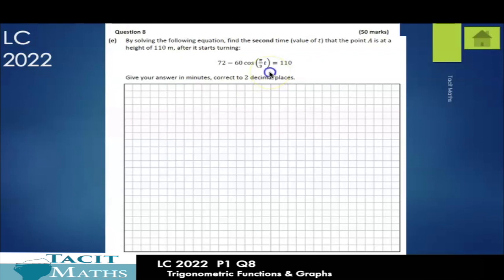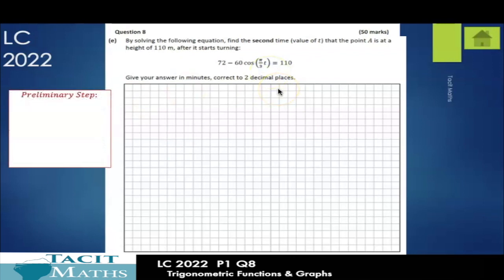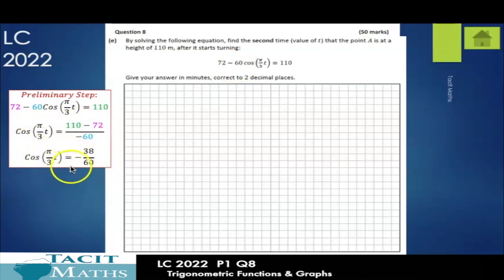So the first step anyway is a kind of preliminary step, and that's where we want to isolate the cosine. We want to isolate all this. We need to get rid of that 72 and that minus 60. So just a bit of algebra, a bit of balancing, and we end up with this. And this was actually worth 4 marks if you just did that.